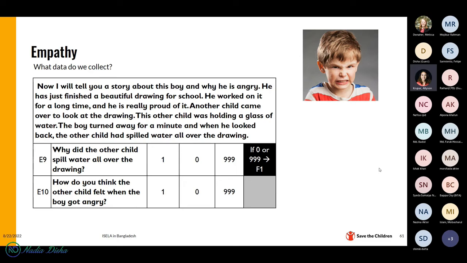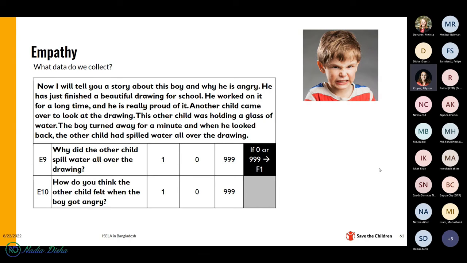Then again, we have the same structure as the crying child. We tell a story. So this is about this boy and why he is angry. He's just finished a beautiful drawing for school. He worked on it for a long time and is really proud of it. Another child came over to look at the drawing. This other child was holding a glass of water.